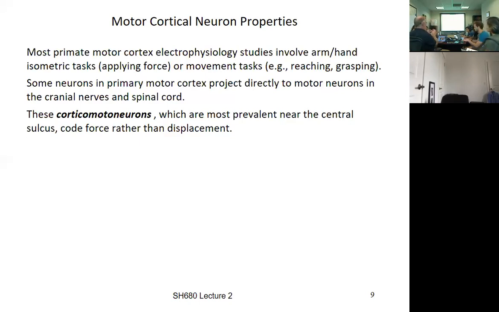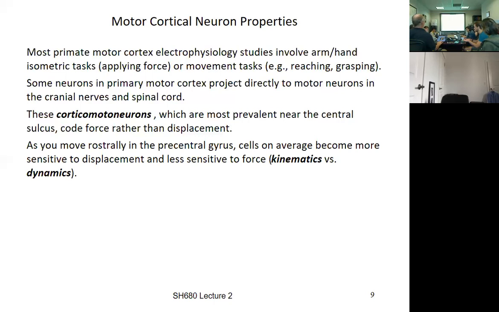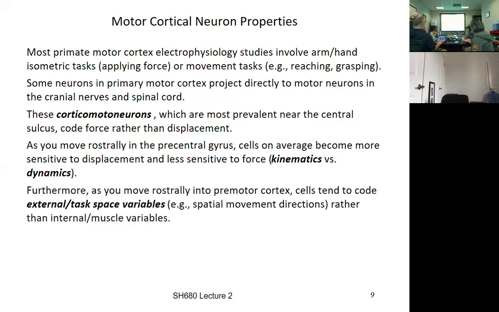So a motoneuron is the neuron controlling the muscle movement. And we talked about the lower motor neurons being the ones in the brainstem. These are upper motor neurons, but corticomotor neurons usually means the part of motor cortex that projects directly to the periphery. As you move rostrally or anteriorly in the precentral gyrus, they become more sensitive to displacement and less sensitive to force. So that's what I was saying, kinematics versus dynamics. Also, they tend to code external task-based variables like spatial movement directions rather than internal muscle variables.